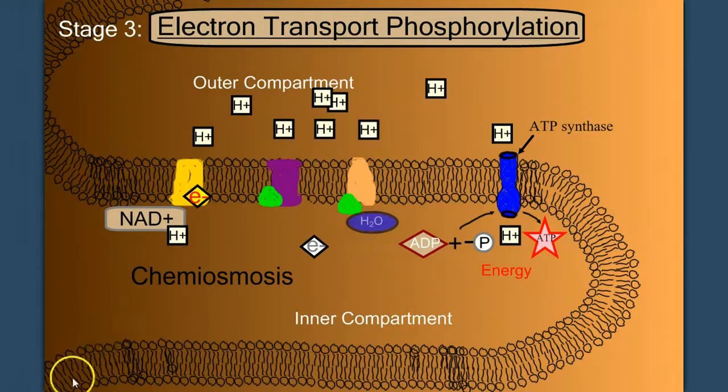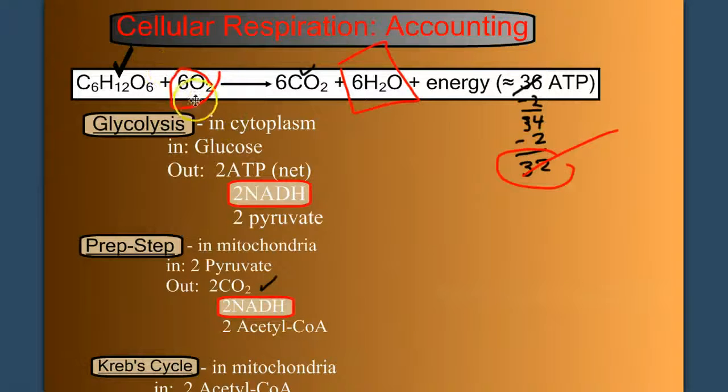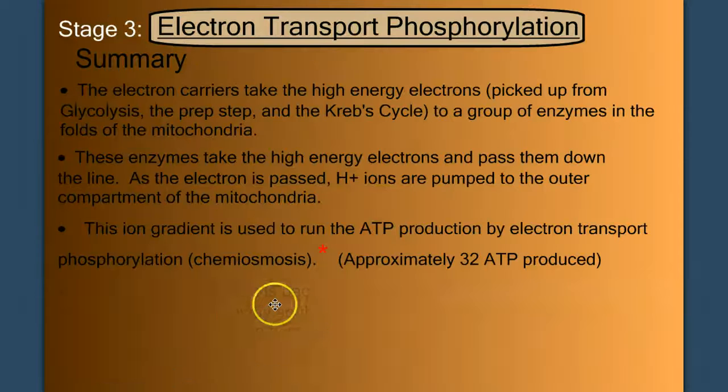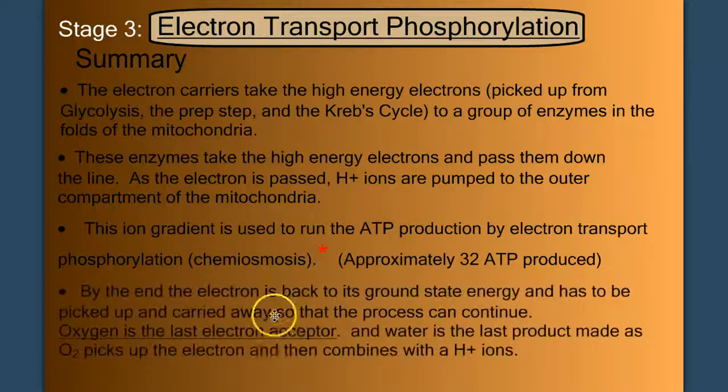And so there we have it. We finally use oxygen, and we finally make water. So we're done. When the electron gets to the end of the electron transport chain, oxygen is the last electron acceptor, and water is the last product made, as the oxygen picks up the electron and combines with a hydrogen.